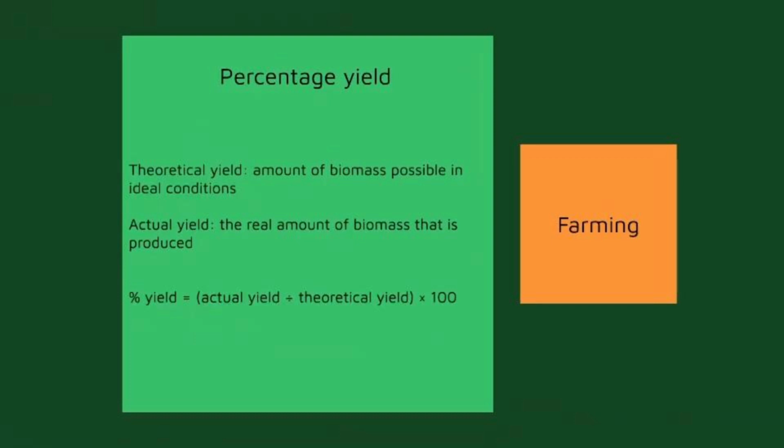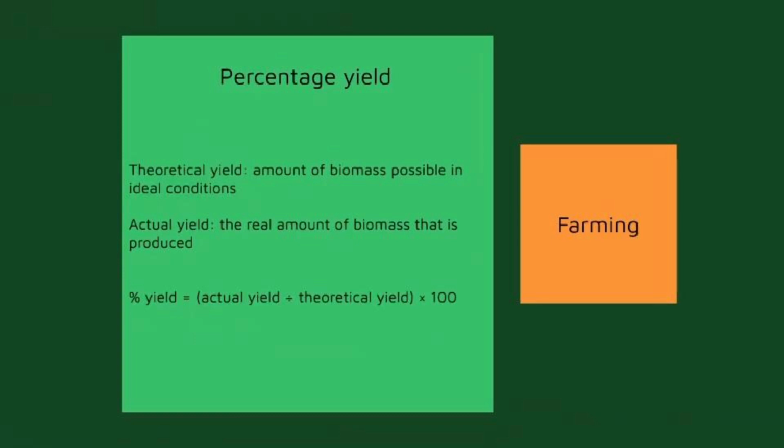So farmers want to get the highest percentage yield as possible, because ideally they would want the theoretical yield. That's not going to happen, but they want to have as minimal amounts of loss as they can, so that all the money they're putting into feeding the cows is going to translate to having lots of cows, which are then going to produce lots of meat that can be sold. So farming is really interested in increasing the net primary production of crops and also the net production of livestock to get higher yields in the end.